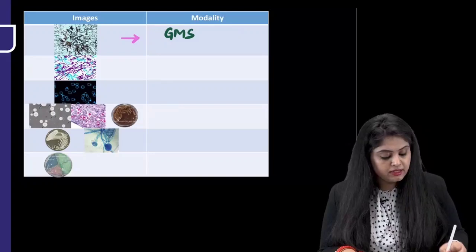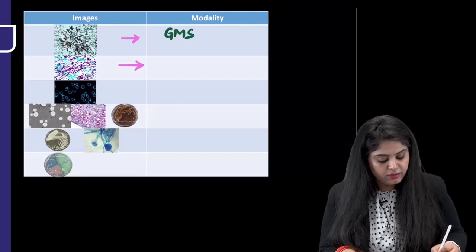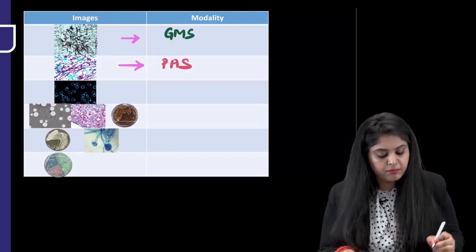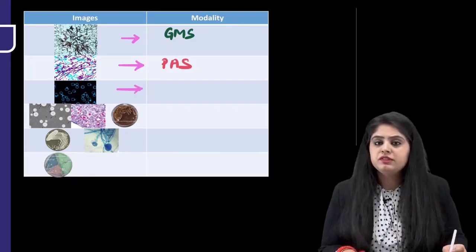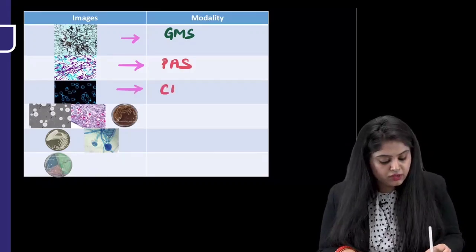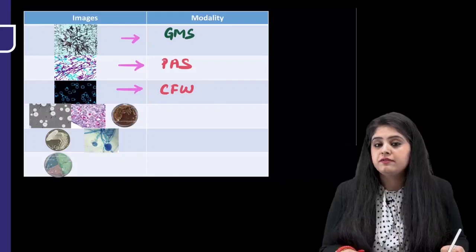Okay, coming to the next, suddenly it becomes everything pink. So P for pink, and you're going to get what? P for PAS. So we are going to now label it as PAS. P for pink, P for PAS. Coming to next, something is becoming fluorescent. As soon as we say fluorescent, we are going to use calcofluor white. Remember, flower had the word fluorescent, calcofluor white.